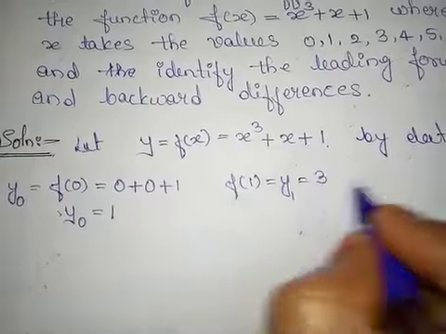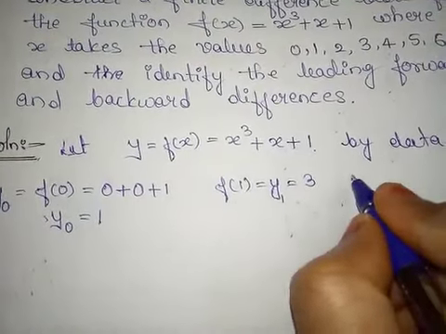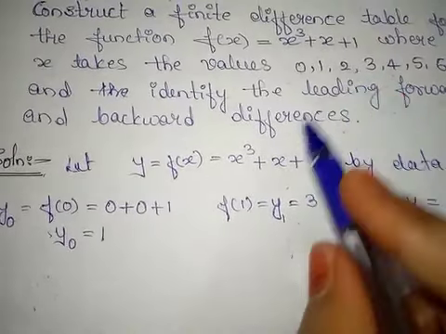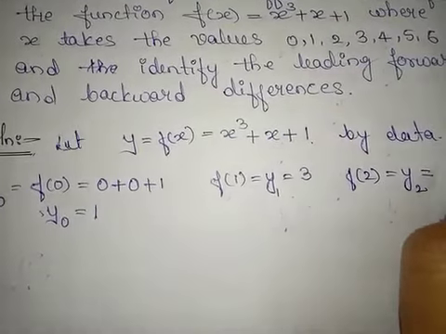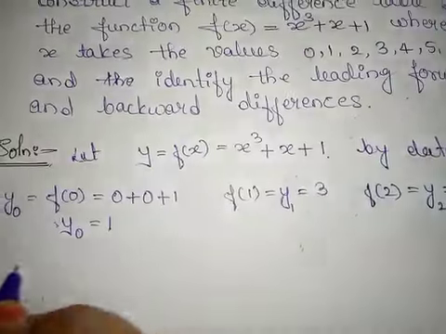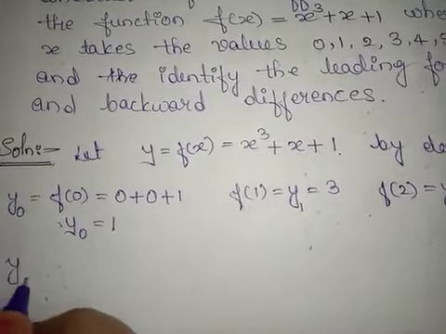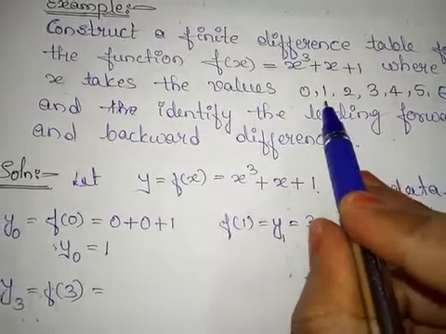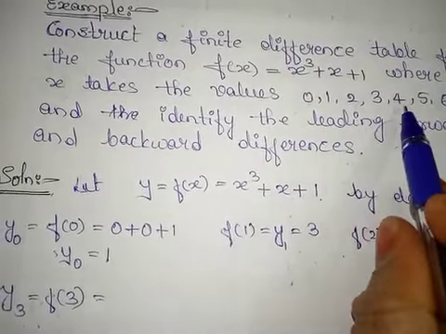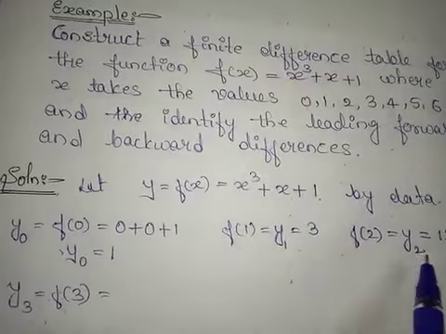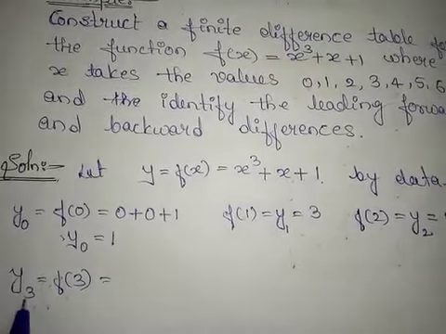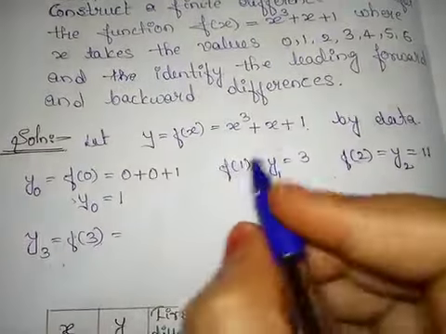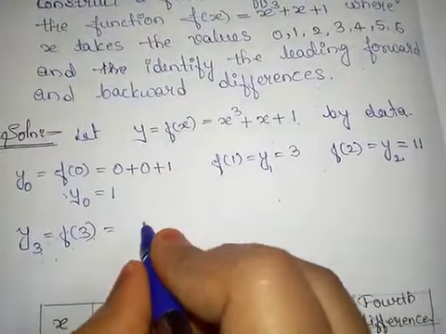Substitute the values, you will get here f of 1 is 3, and f of 2, which is y2, is equal to what? Substitute the value of 2 here, we will get 11, and y3 is equal to f of 3. Since the values of x given here are 1, 2, 3, 4, 5, 6, therefore we are getting y2 f of 2, y1 f of 1, y3 f of 3. Remember, this is not the same for all the examples. Okay, y3 is equal to f of 3, which is equal to 31.